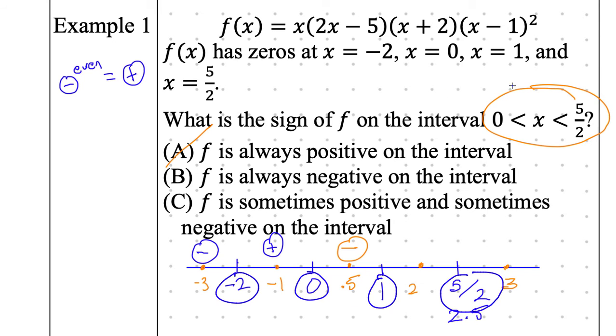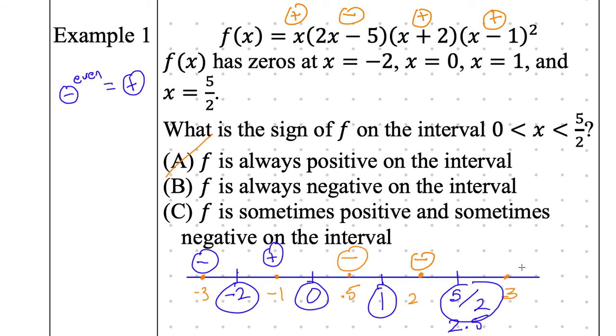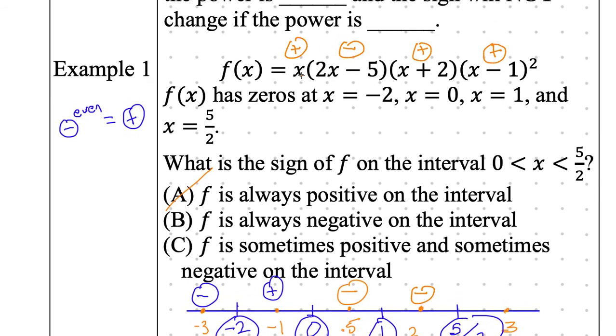Since we last recorded, we noticed that I had an error. My x-intercept should have been 1. Next, I will check my test point of 2. When I plug in 2, I get a positive 2, which is a positive. When I plug in 2, I get 4 minus 5, which is a negative 1, so this is a negative. 2 plus 2 is a positive 4, and the last one will always be positive, which means our interval is negative.